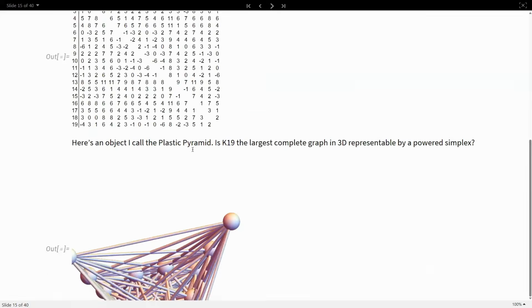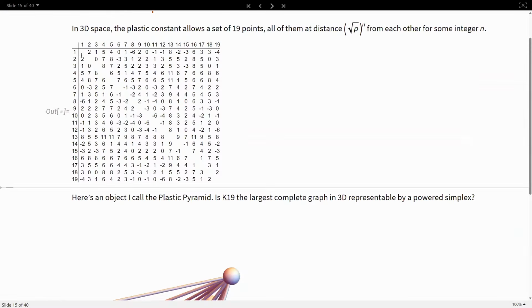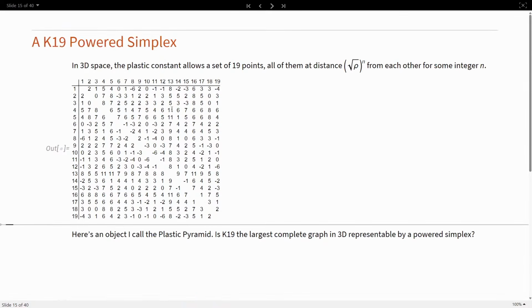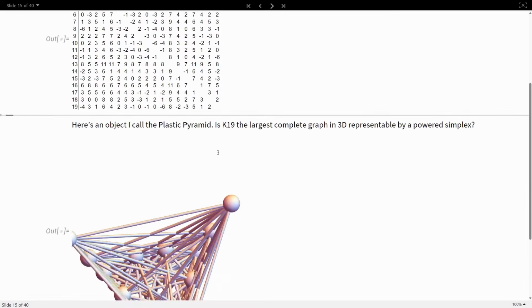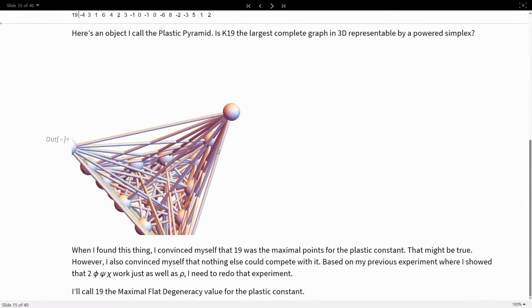And when you look at the distances, all of them are integer powers of the square root of the plastic constant. So this is K19. And I think that was, I convinced myself that 19 was the maximal number of points with the plastic constant. And I believe that's true.